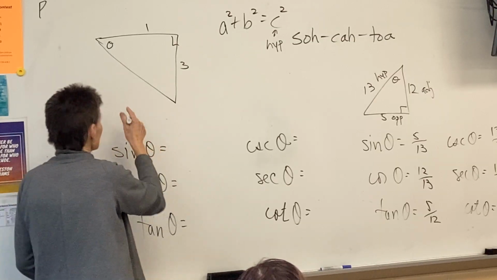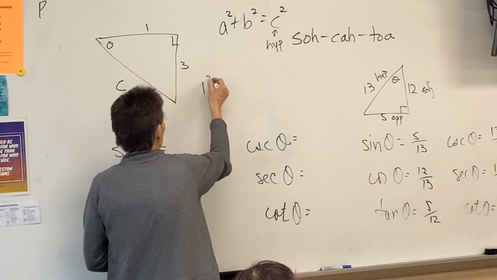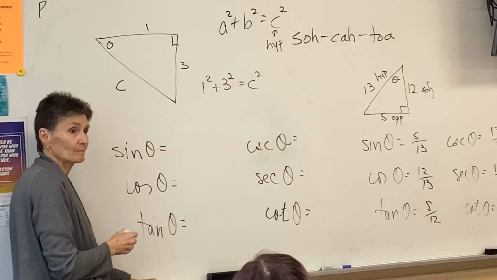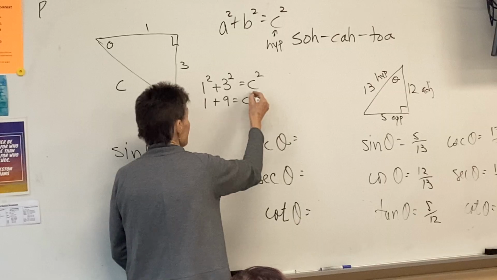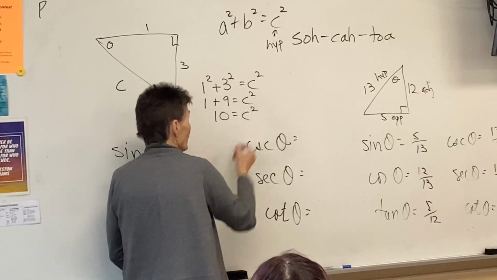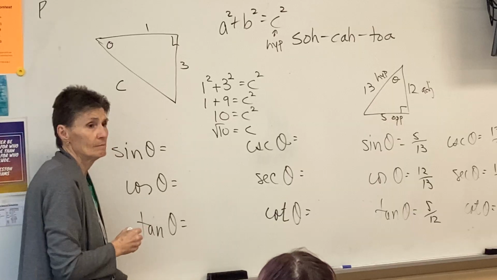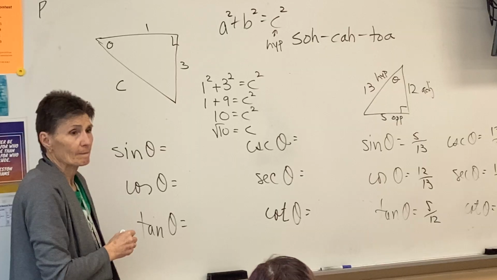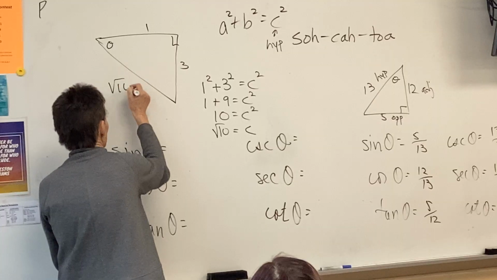So in this triangle, isn't that what I'm trying to find? So 1 squared plus 3 squared equals C squared. So 1 plus 9 is C squared. 10 is C squared. So C is the square root of 10. Did you follow all those steps, my friends? Yep. So I know my hypotenuse is the square root of 10.